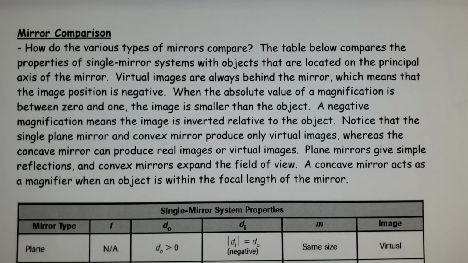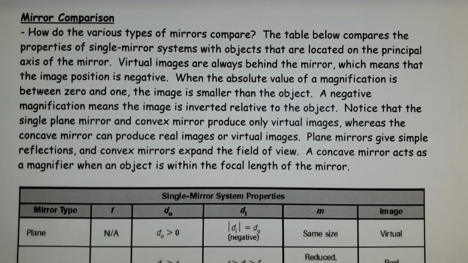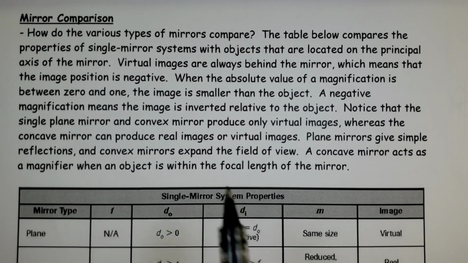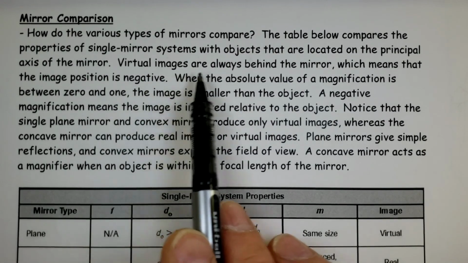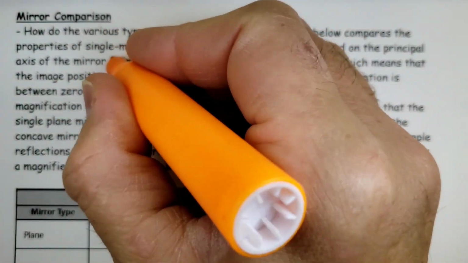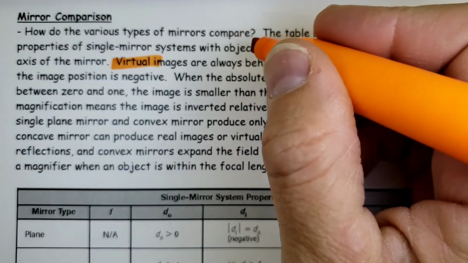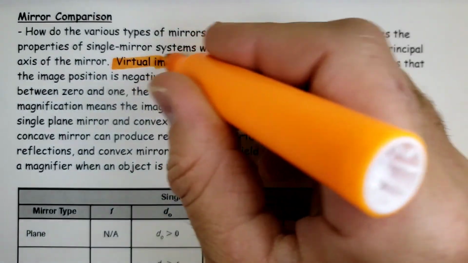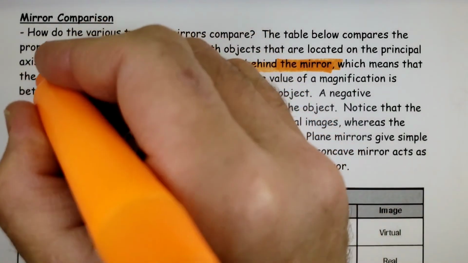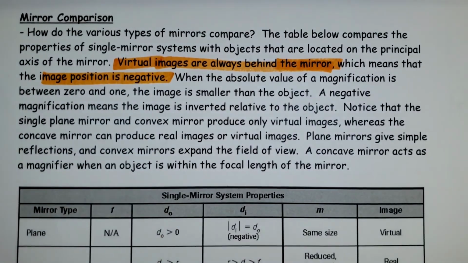Okay, so with that, mirror comparison, how do various types of mirrors compare? The table below compares the properties of single mirror systems with objects that are located on the principal axis of the mirror. Virtual images are always behind the mirror. So virtual images, those are ones that you can't pick up on a screen. You won't see them on a screen. They appear to be behind the mirror. And also what that means is that the image position is negative. So behind the mirror is considered the negative area.